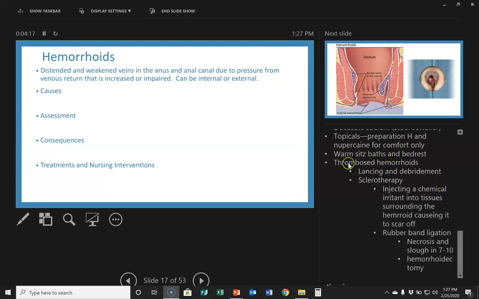Warm sitz baths and bed rest can be useful. And then if you do have that thrombosed hemorrhoid, then they're going to need to be lanced and debrided. This is extremely painful. I've assisted in a few of these. Patients are in terrible pain when they come in.